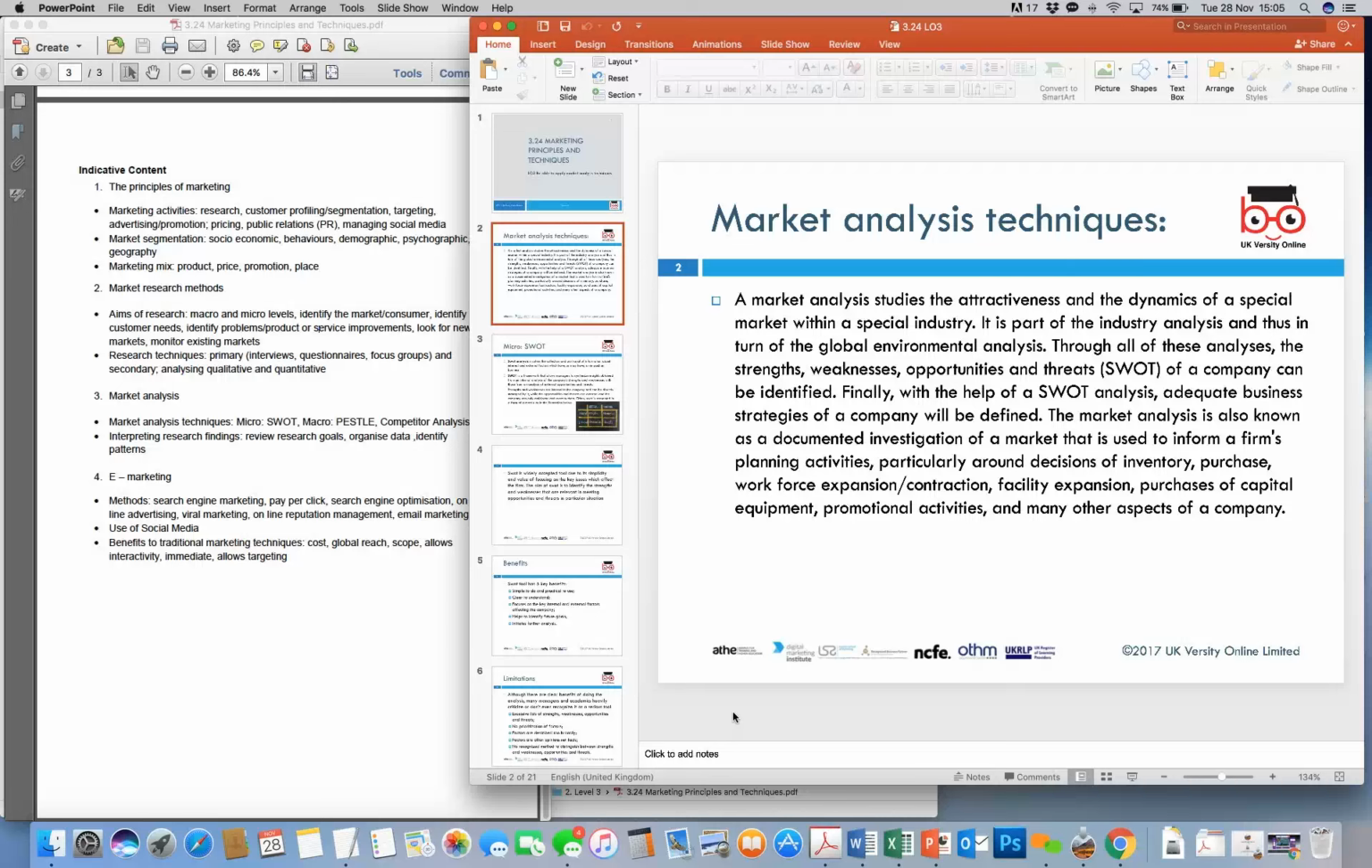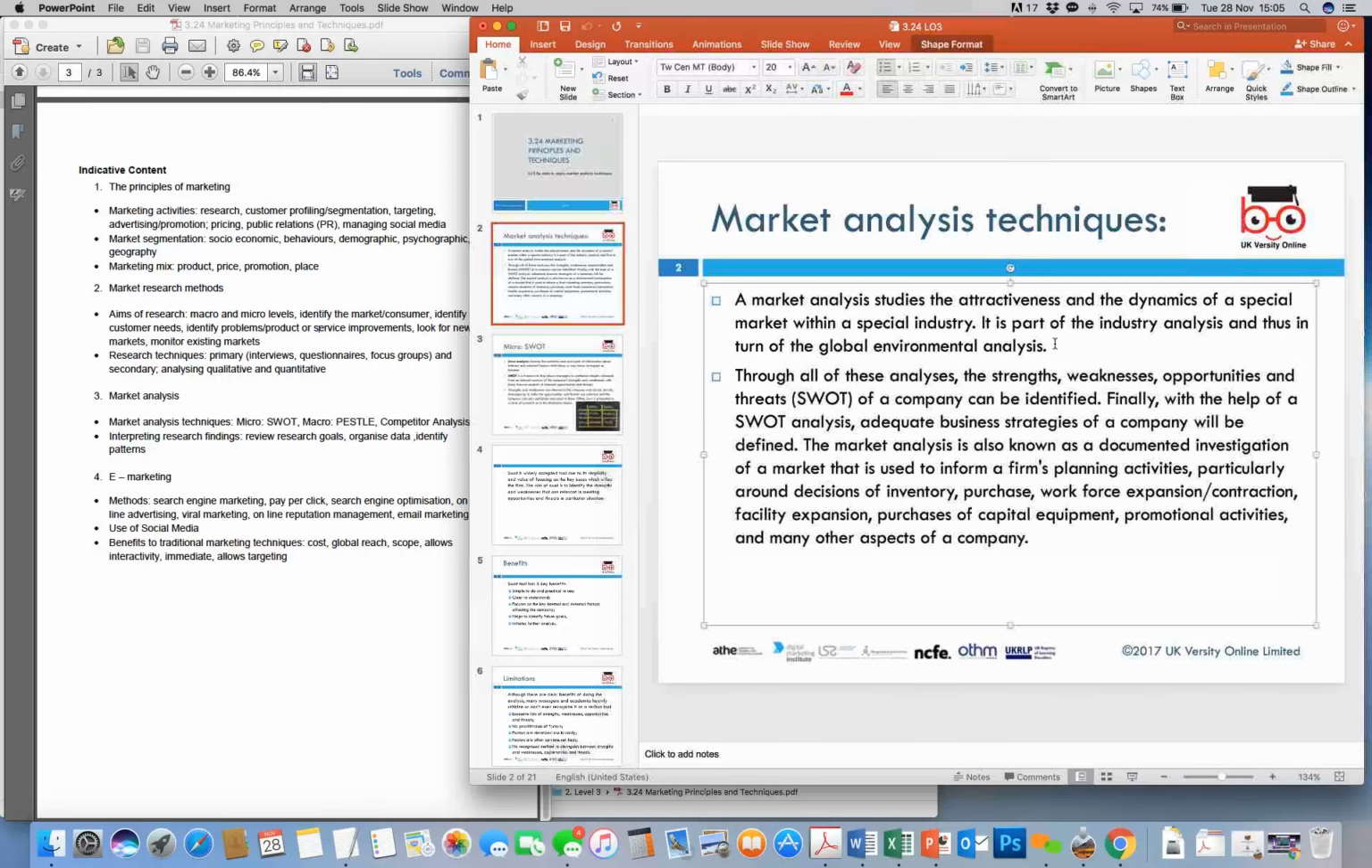And here, in order to do that, we tend to use some very basic tools to try and do some analysis. And these basic tools include SWOT and PESTEL.